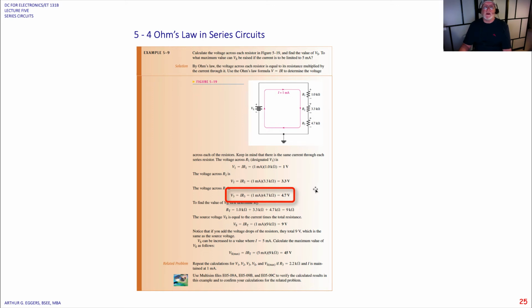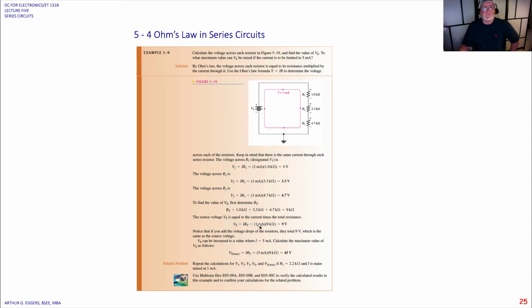So now we can start putting this together. First thing again is let's go back and calculate our total value for the RT. So 1K plus 3.3K plus 4.7K, since these are all in K ohms, we can add them together very quickly, and we end up with 9 K ohms of resistance. Now, the source voltage is equal to that total resistance, 9 K ohms, times 1 milliamp of current, which gives us a 9 volt source. So like your 9 volt battery.